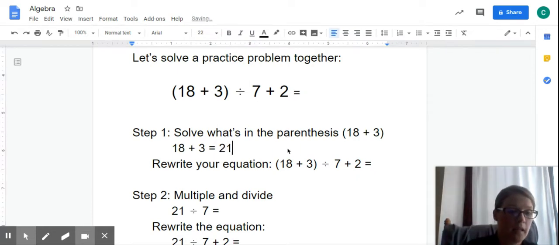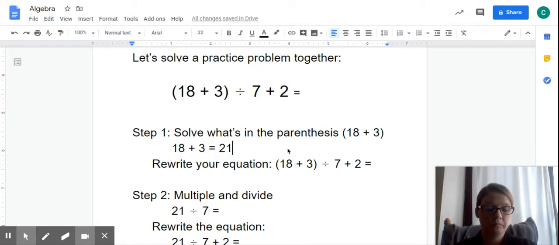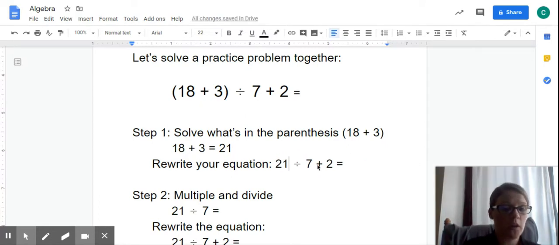21. Rewrite your equation. This is going to help you so much, especially as these questions get harder. So rewrite that equation. Where this parentheses 18 plus 3 was, we're just going to replace that with our answer, which was 21. So our new equation becomes 21 divided by 7 plus 2.